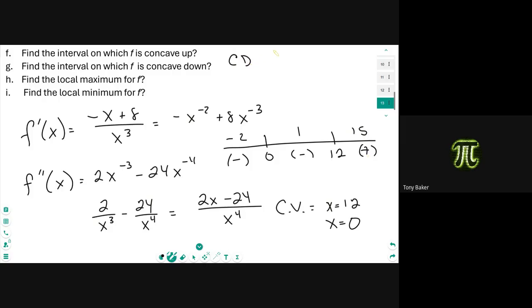So concave down from -infinity to -2, or not -2, 0, and 0 to 12. And concave up from 12 to infinity. You cannot say -infinity to 12. The function doesn't exist at 0. Yes, define concave up and concave down, yeah.